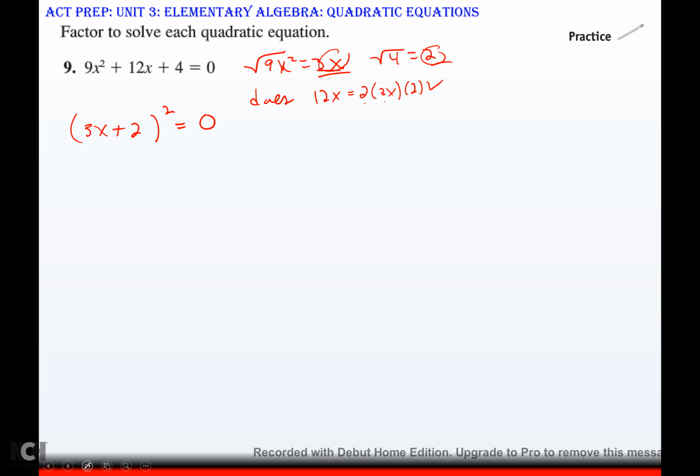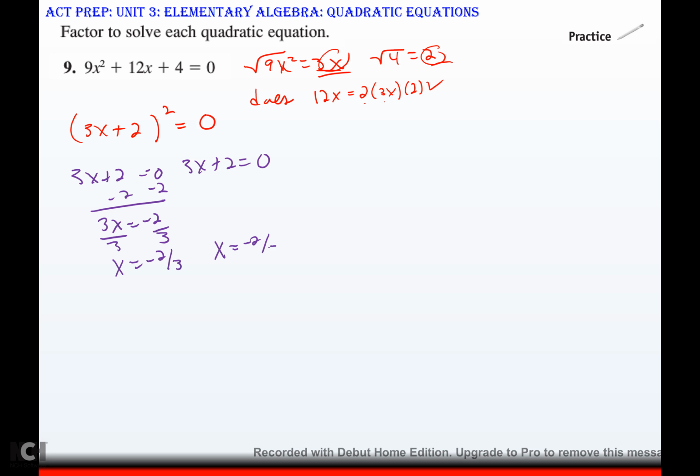So to solve that, you set them to 0 and solve. So I have 3x plus 2 equals 0, and another copy of the same thing equal to 0. Minus 2, 3x equals negative 2. Divide by 3, x equals negative 2/3. And that's what you're going to get over here. This parabola is only going to touch one time. Okay? So I got that.